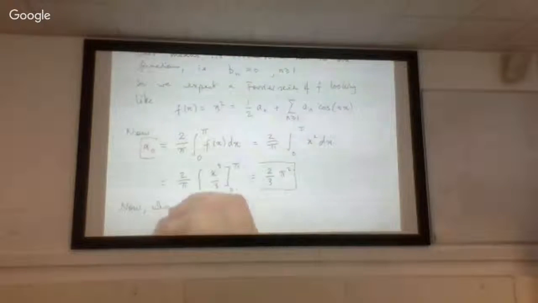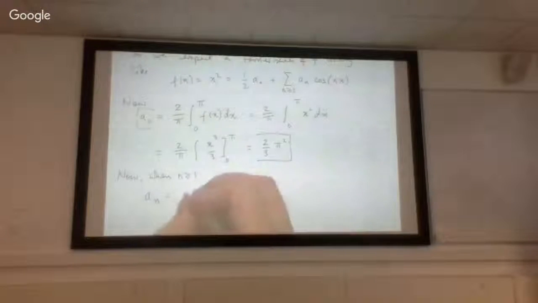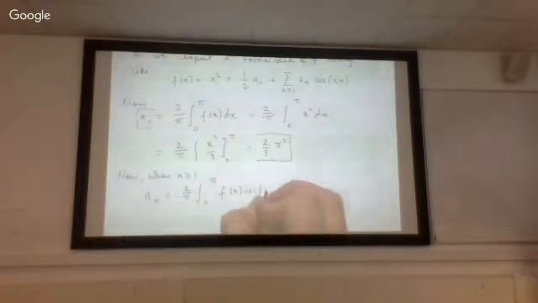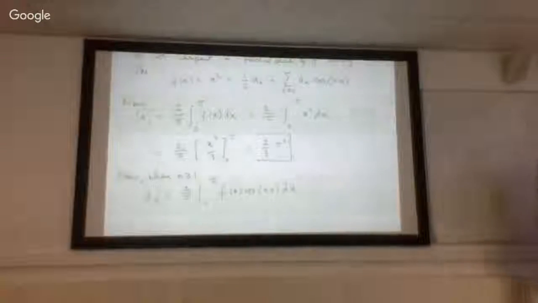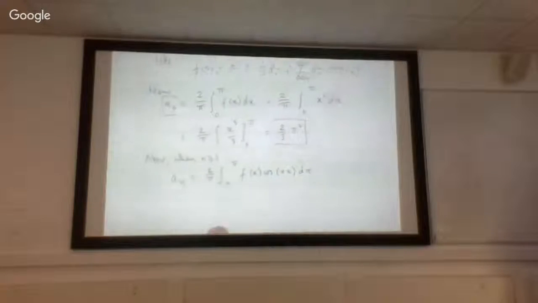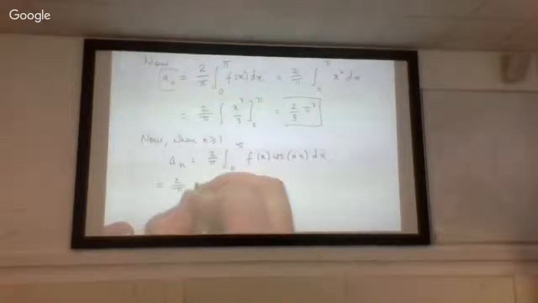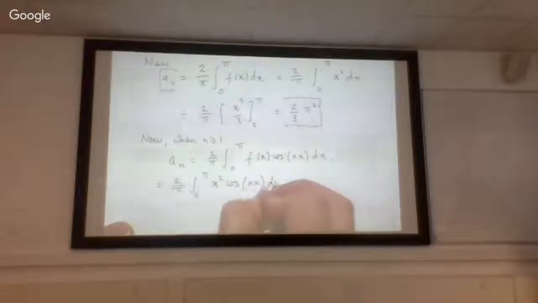So now when n is bigger than or equal to 1, Fourier coefficient an, again we'll use the form of the definition which applies to even functions. Okay, so that's just the normal formula for the Fourier coefficients an for an even function. So we want to integrate this out. This is 2 over pi times the integral from 0 to pi of x squared cosine nx dx.